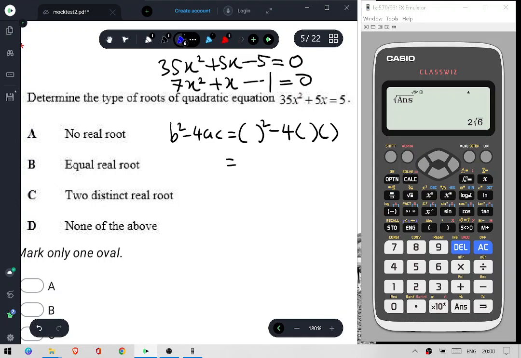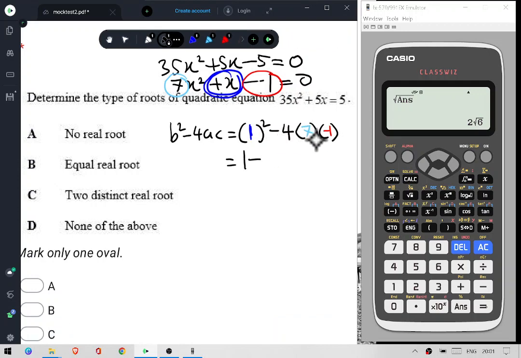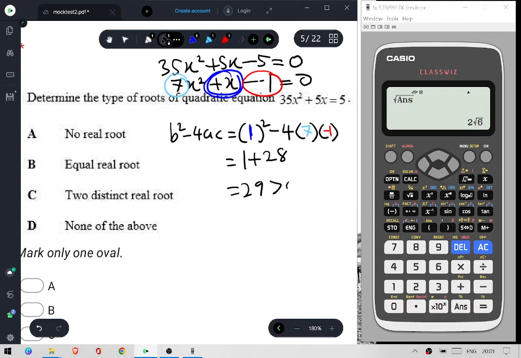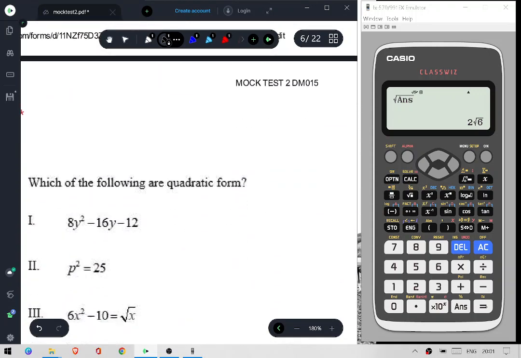Now b is what? b is 1, and a is 7. Put 7 over here, and then c is minus 1. So 1 minus 4 times 7 times minus 1, which is 1 plus 28, is positive 29. So 29 is greater than 0. Therefore, two distinct real roots. The answer is C. Okay, next.